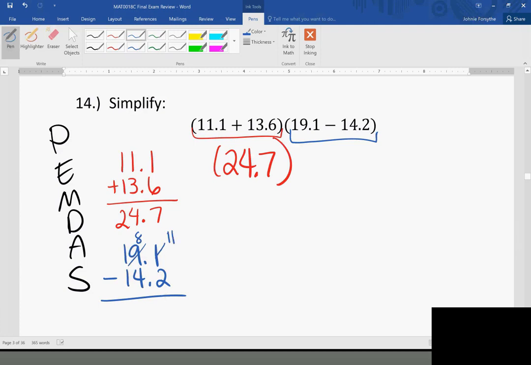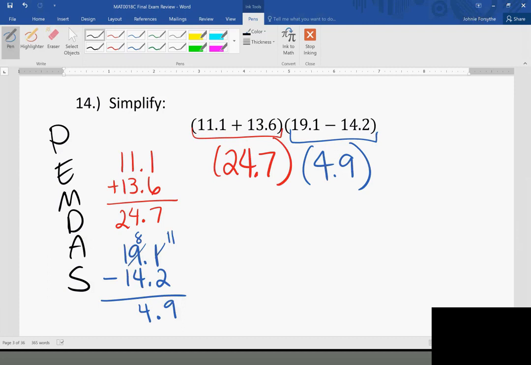So that'll be 11 minus 2, which is 9. 8 minus 4 is 4. Don't forget to bring down that decimal. And then 1 minus 1 is 0. So this is going to be 4.9. So now what I have is 24.7 times 4.9.